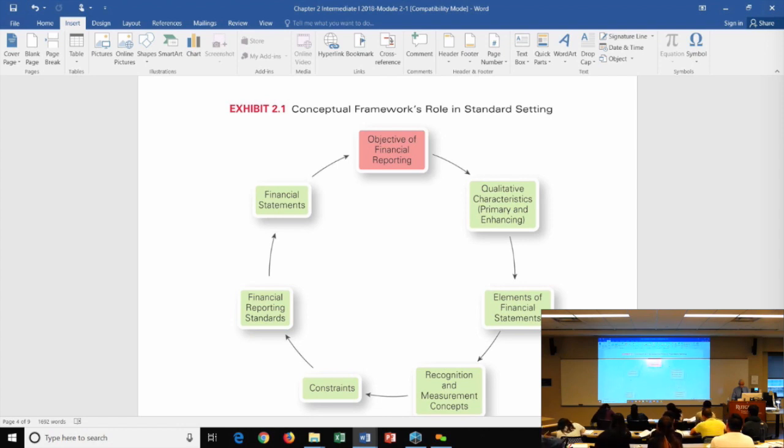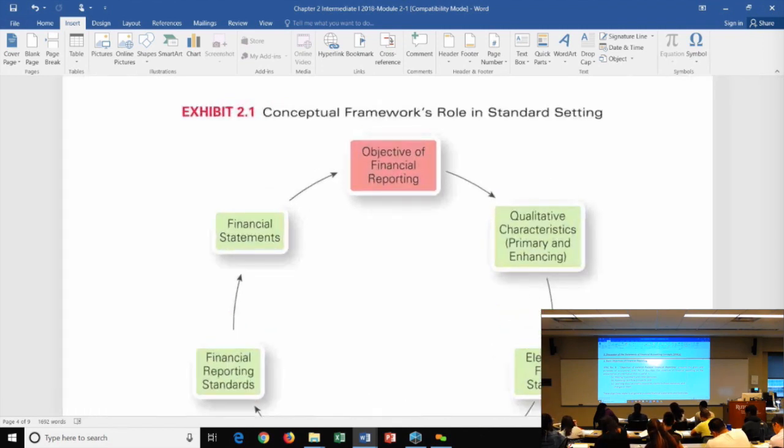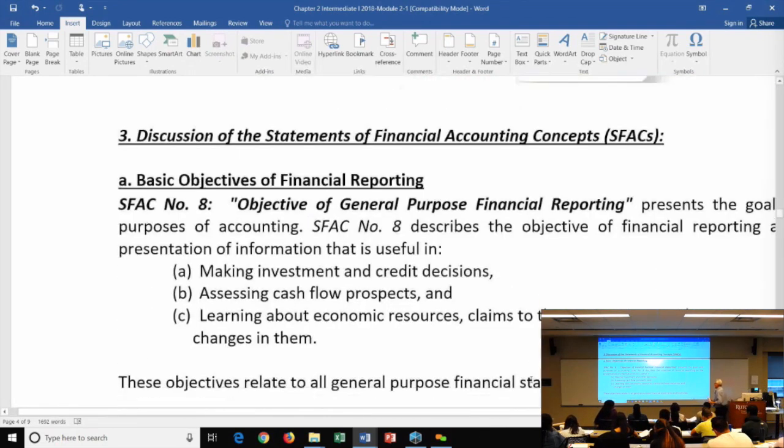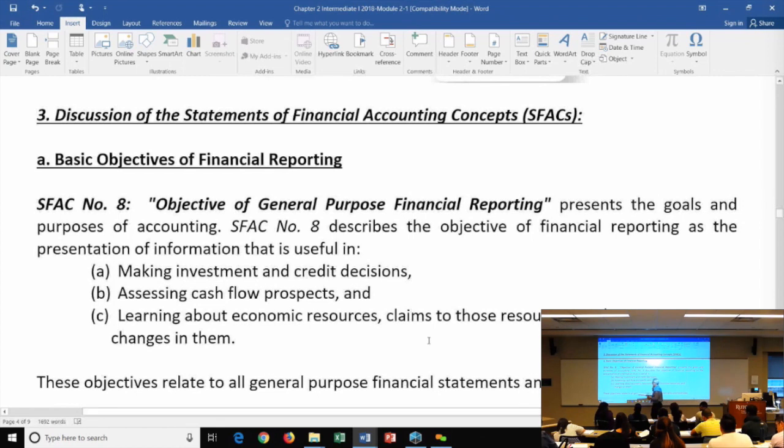So let's start now with the first. If I'm developing a new standard, what is the objective? So in concept statement 8, or topic number 1 as it's sometimes called, we start with the objective of general purpose financial statements. And by definition, we say that it is an information objective. So you know this before you get here, that the objective of financial reporting is to provide information that's useful in making decisions. But what we have to do now is become much more specific. So not only in making investment and credit decisions, but also assessing the cash flow prospects of the firm.